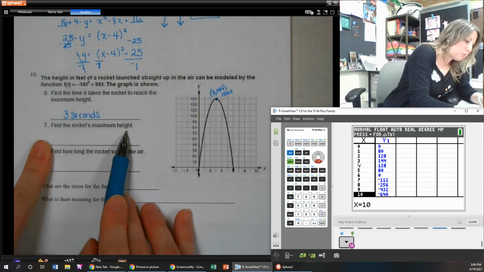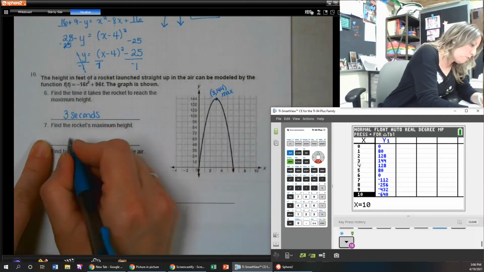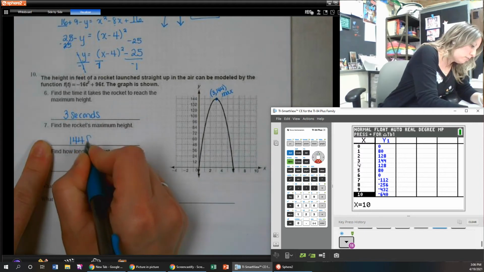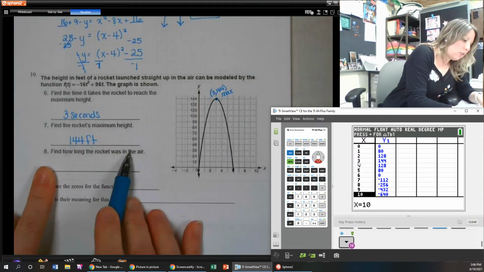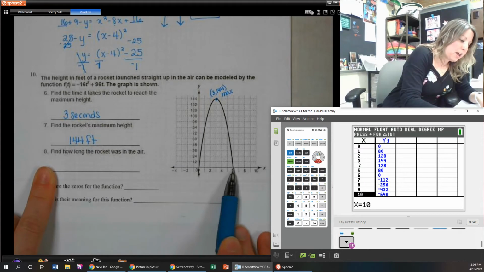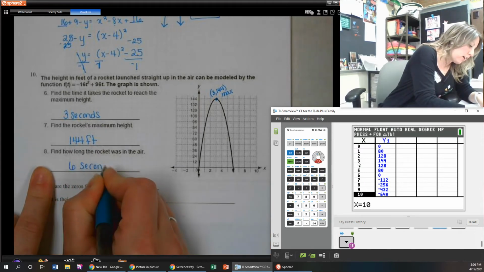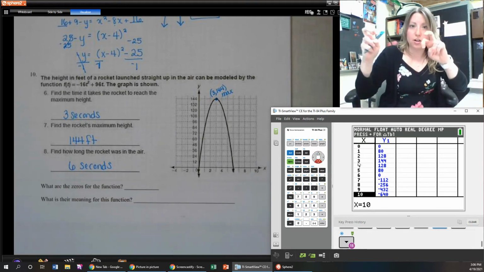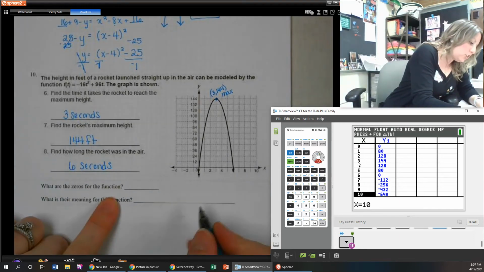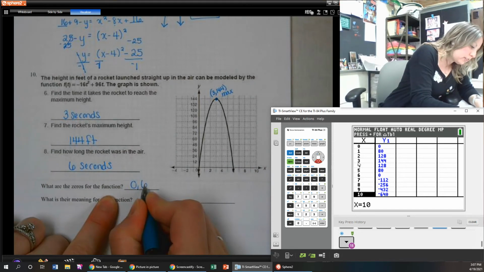Find the rocket's maximum height. We already said 144 feet. Find how long the rocket was in the air. How many seconds pass? 6 seconds. We'll count from ground to ground as in the air, right? What are the zeros? 0 and 6.